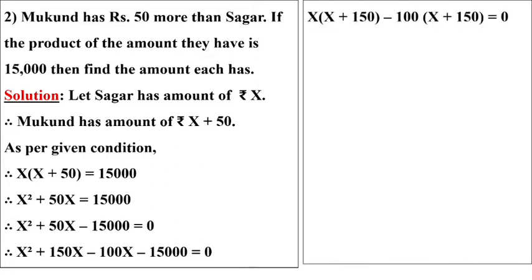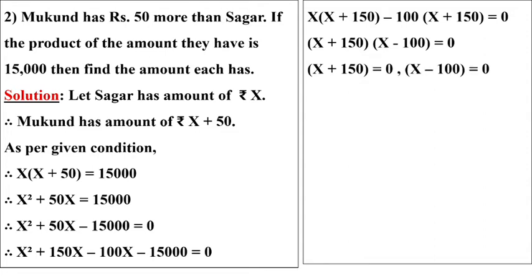Now children, in the first two terms, x square plus 150x, what is common? x is common. So what is left? x plus 150. The same bracket we will copy. In the third and fourth terms, which number is left? Minus 100. Now students, the common bracket is x plus 150 and the uncommon is x minus 100, equal to 0. Now children, x plus 150 equal to 0 or x minus 100 equal to 0. So now plus 150 becomes minus 150, minus 100 becomes 100.